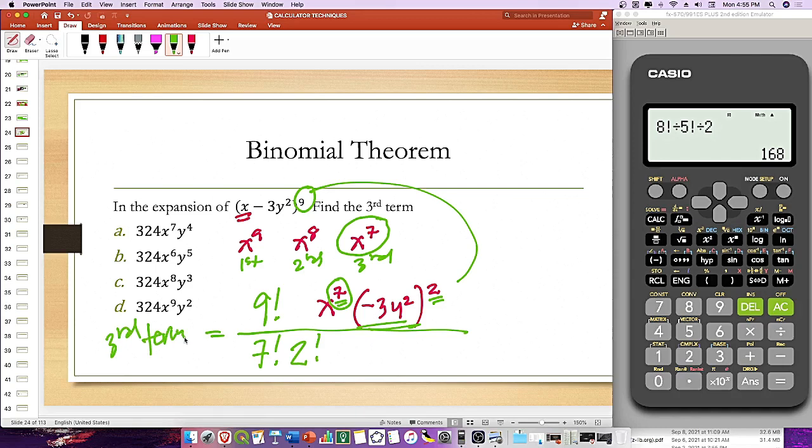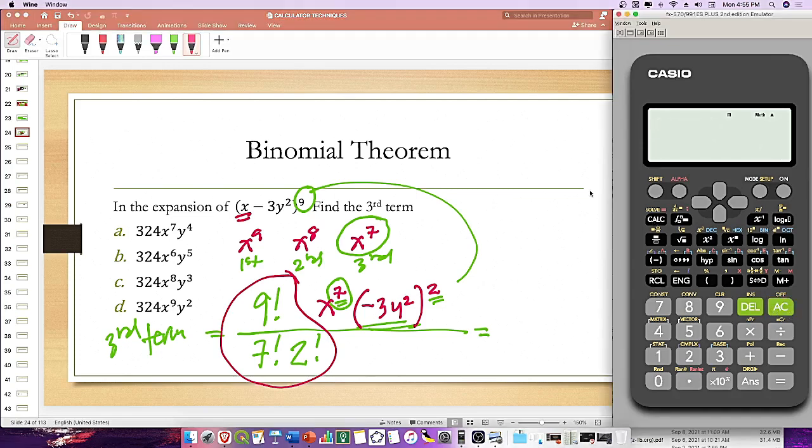Now, first, we will simplify this value using our calculator. So going back to our calculator, we have 9 factorial, shift factorial, divided by 7 factorial, shift factorial, divided by 2 factorial.